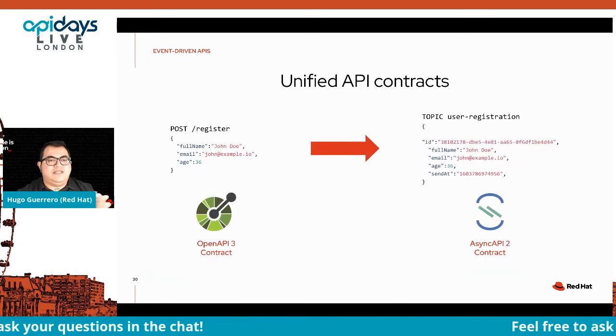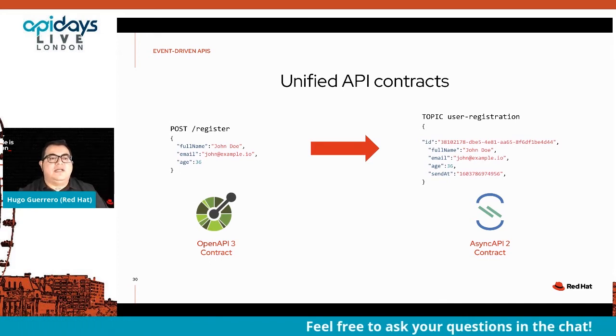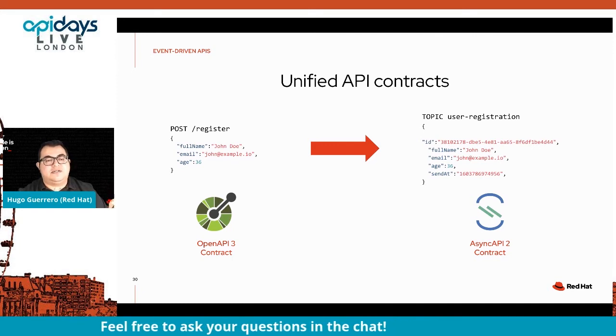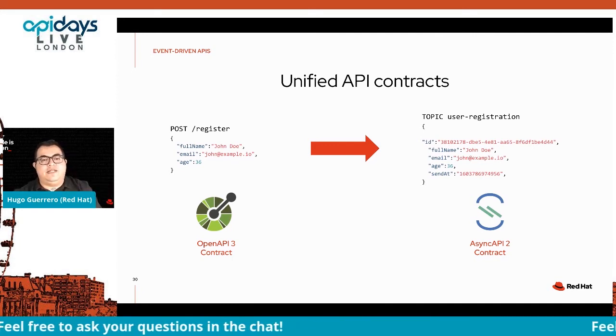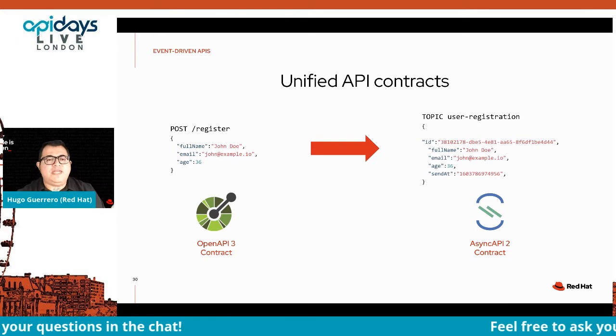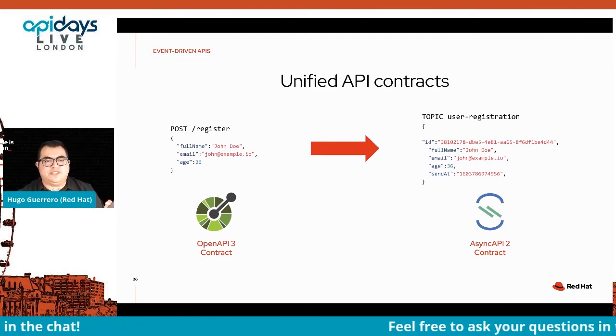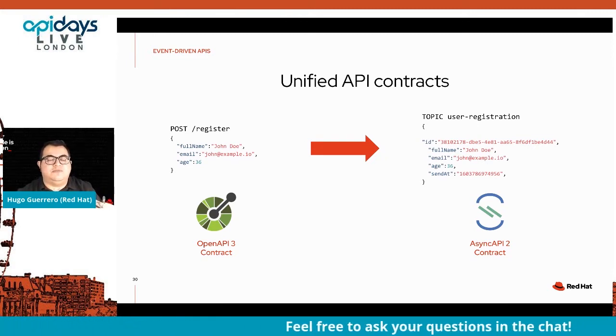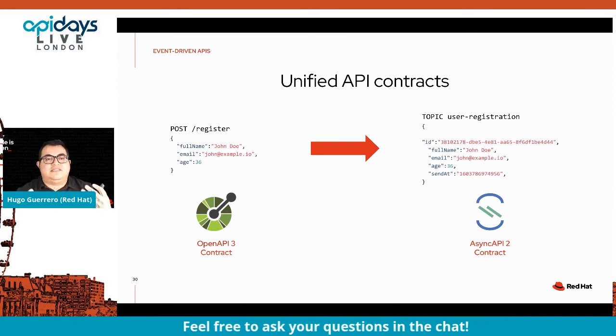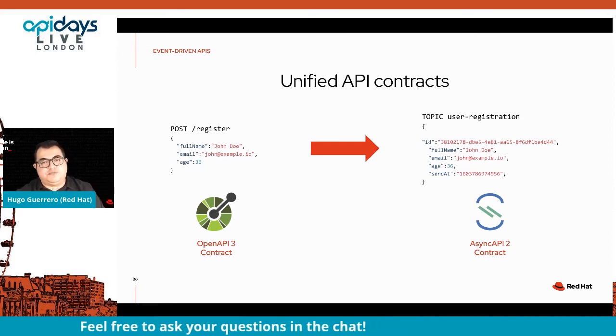So the idea is to have this unified view of contracts where we can get something that is going to be handling registrations, on the register endpoint, and then also being able to emit events on each one of those registrations. Because at the end, the business object that we are handling is the same from the business perspective.